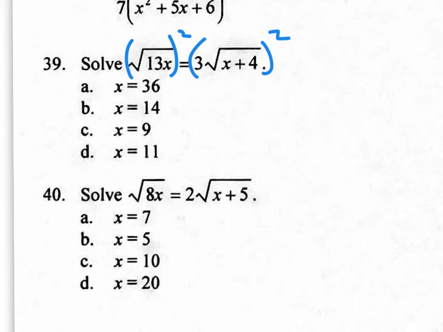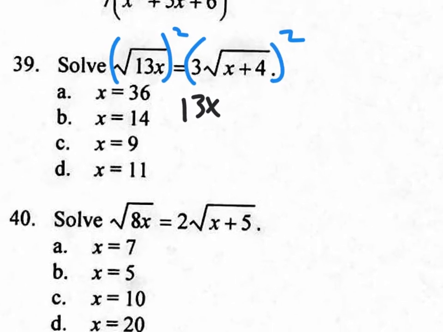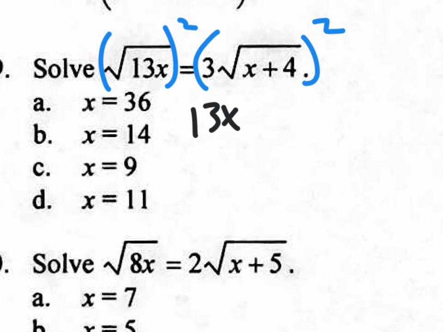Now, on the left side, it's pretty simple to understand that you just end up with a 13x. Maybe I should zoom in on this a little more. And on the right side, it's a little bit trickier because on the right side, you really do have 3 times the square root of x plus 4, times 3 times the square root of x plus 4. That is disgusting. I apologize.